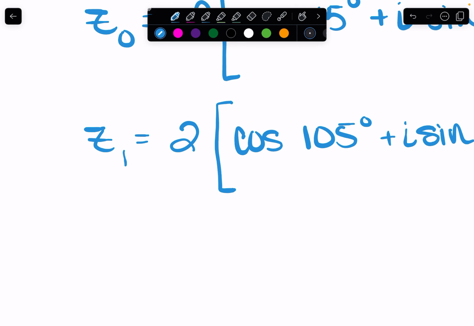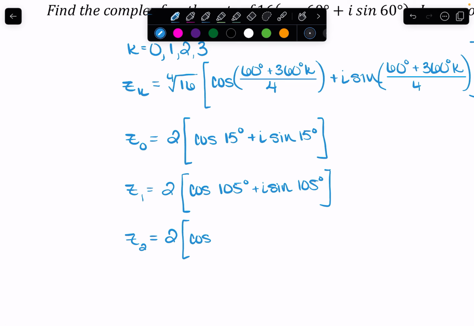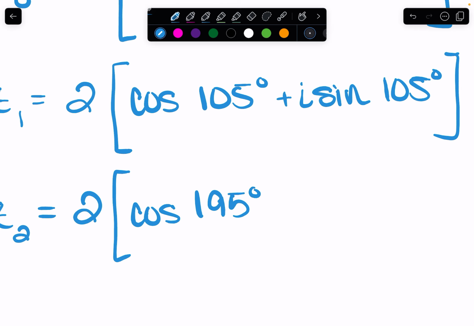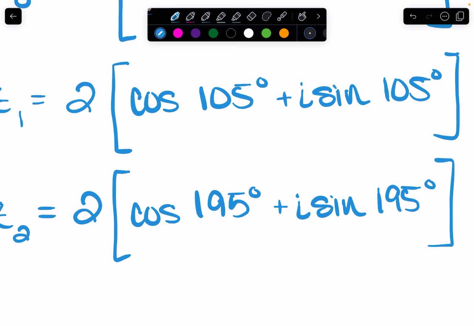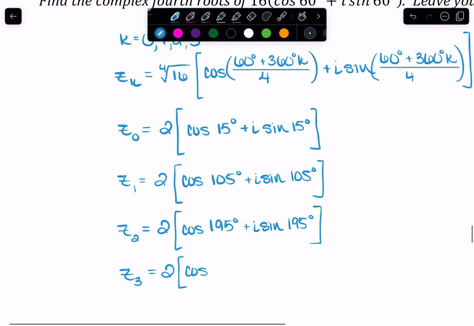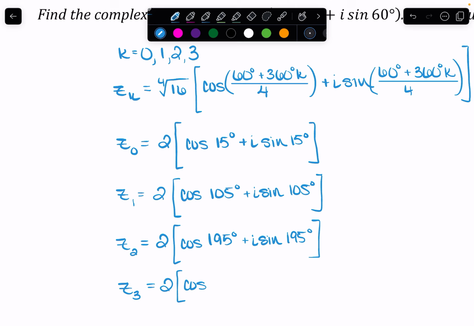Now plugging in k equals 2. So cosine, checking our angles: 2 for k gives us 2 times 360 plus 60, divided by 4, so 195. And then finally, z sub 3, remember to stop at 1 less. So z sub 3, 2 times the quantity, plugging in 3, so 3 times 360 plus 60 divided by 4 gives us 285.